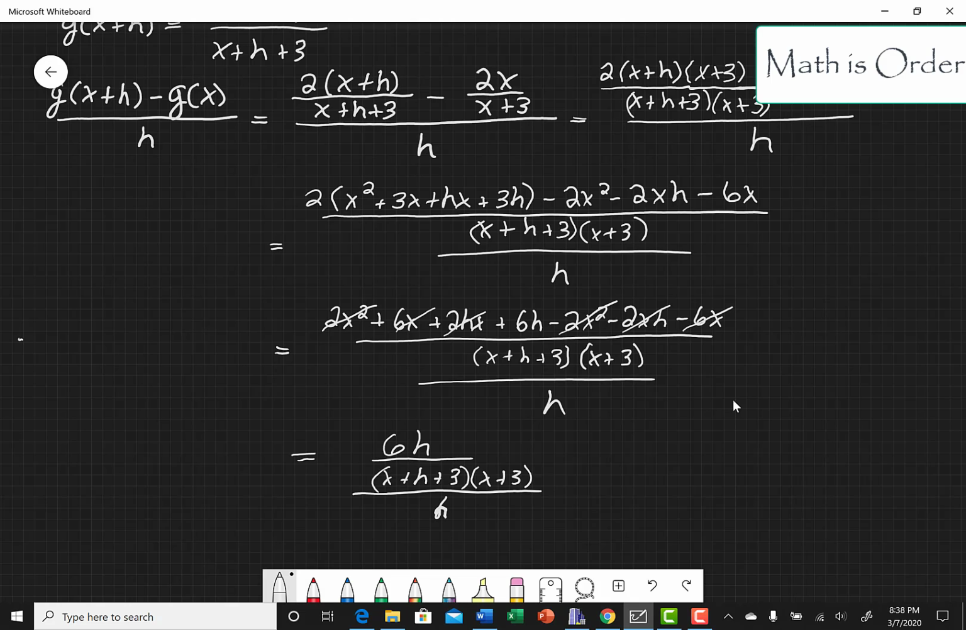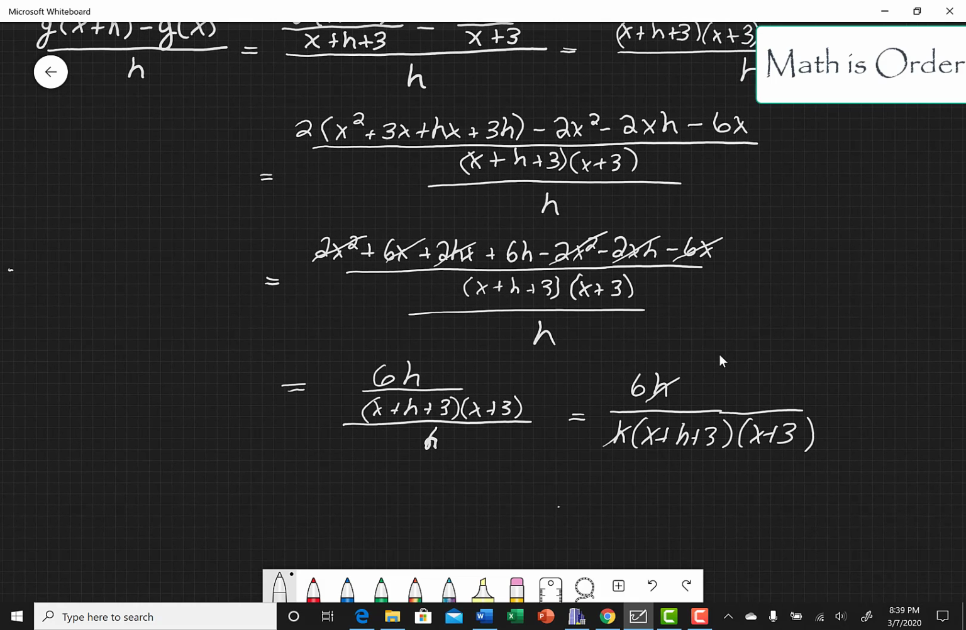And you can see that now this thing simplifies to 6h over h, x plus h plus 3, x plus 3. All right, and now our h's cancel out. So a final answer is going to give us 6 over x plus h plus 3, x plus 3 right here.